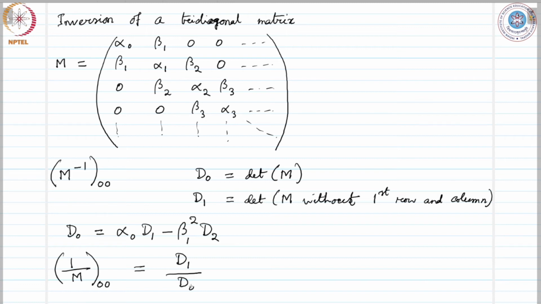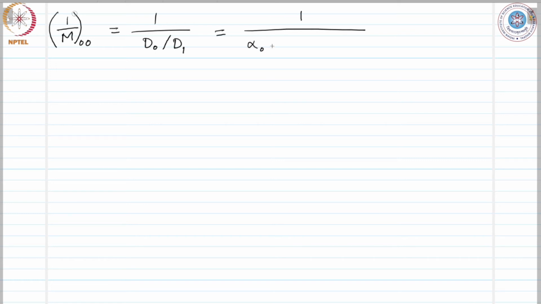Similarly, with this expression, we can write 1 over M 0, 0 like this, equals 1 over D naught over D1, like this, equals 1 over alpha naught minus beta 1 squared over D1 over D2.